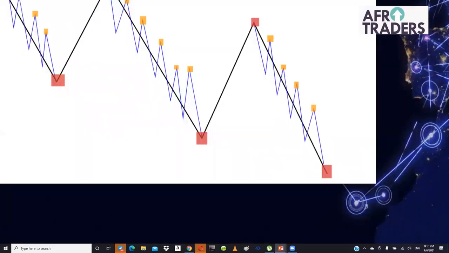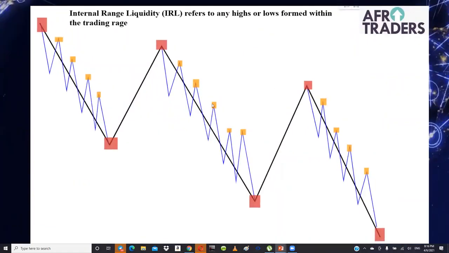Okay, so now internal liquidity refers to any highs or lows formed within the trading range. So if this is our trading range, this high and this low is our trading range, then any highs and lows formed within it is internal liquidity. So internal liquidity or internal range liquidity refers to any liquidity or any highs or lows that have been formed within the trading range. Okay, so this is internal liquidity.